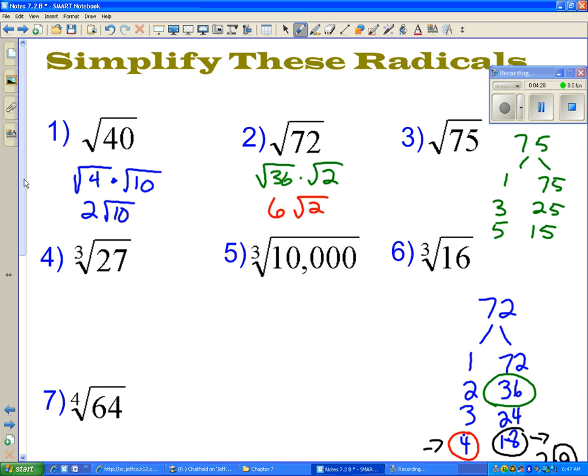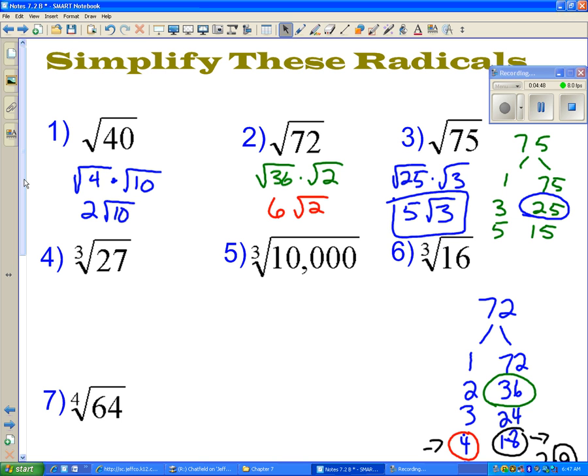So my factors are 1 and 75, 3 and 25, 5 and 15. My perfect square is 25. So I write the perfect square, the square root of 25 times the square root of 3. So this is 5 square root 3. And that's my final answer. Again, I want to look for that perfect square.